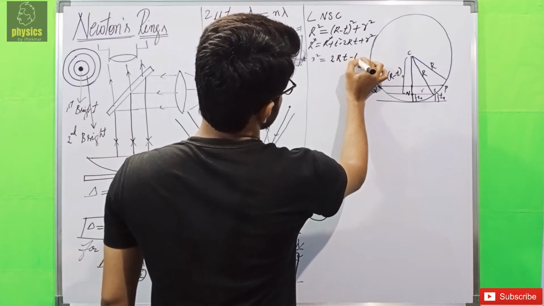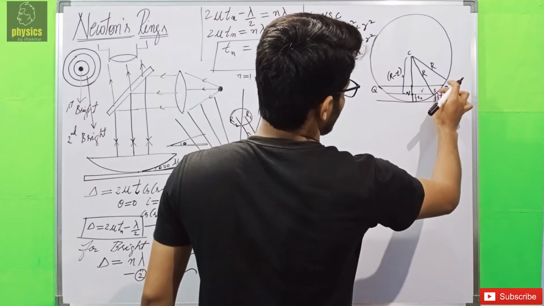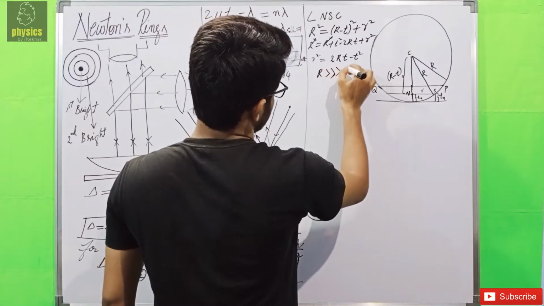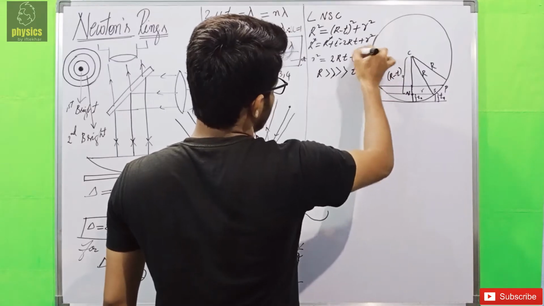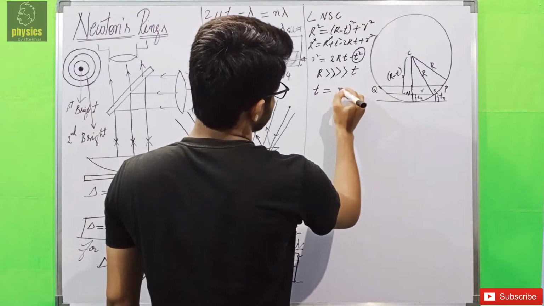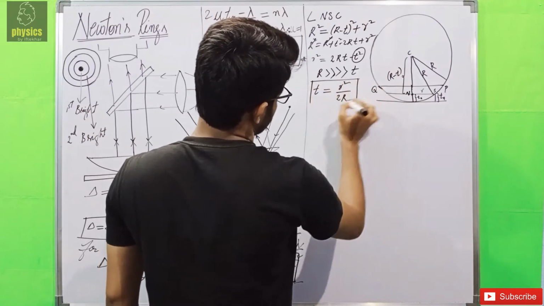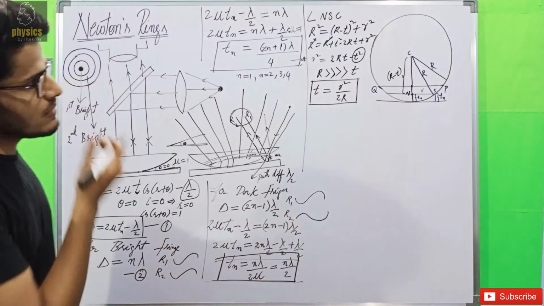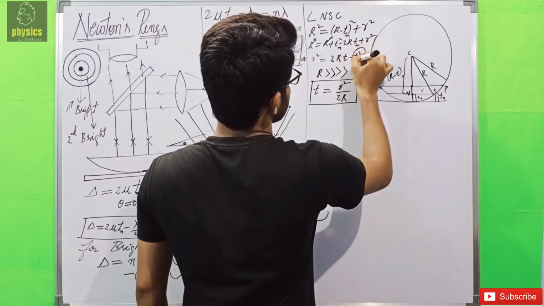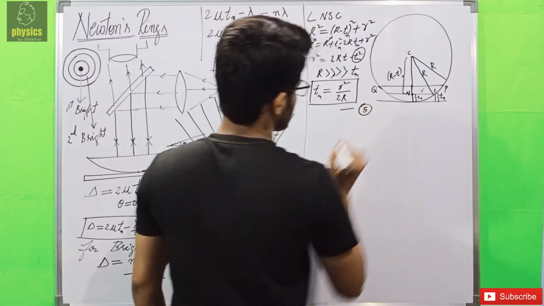2RT minus T square. Here you see this radius is very much larger than the thickness. So R is so much greater than T that we can ignore this T square. So we will be remaining with T is equals to r square by 2 capital R. So this is the thickness, T sub n. Okay, so now I'm calling this as my equation 5.